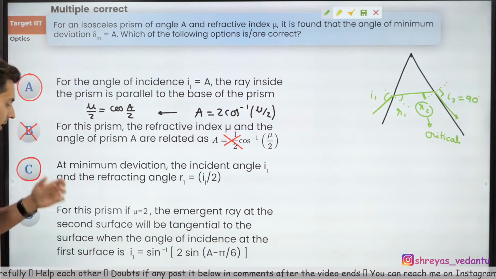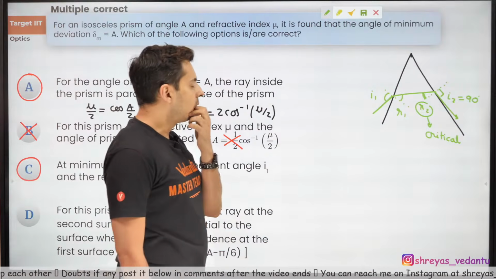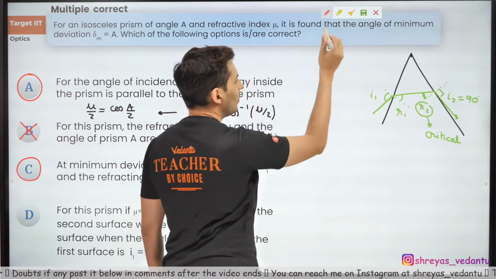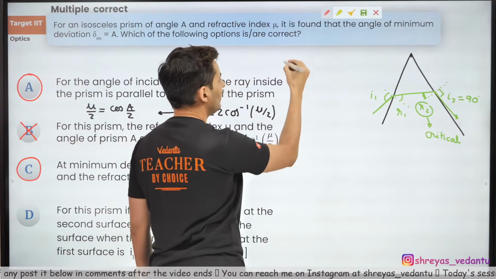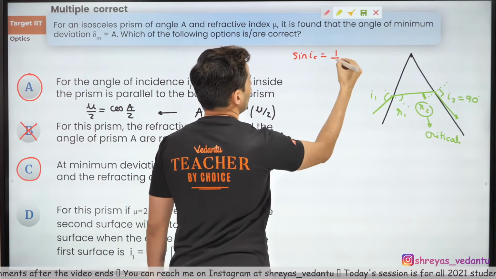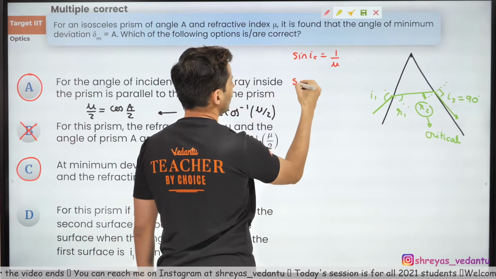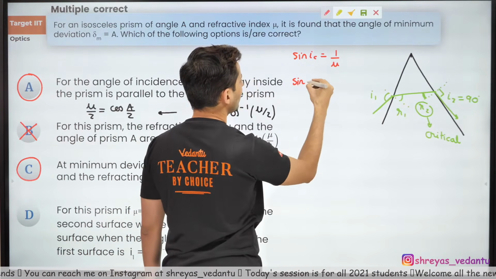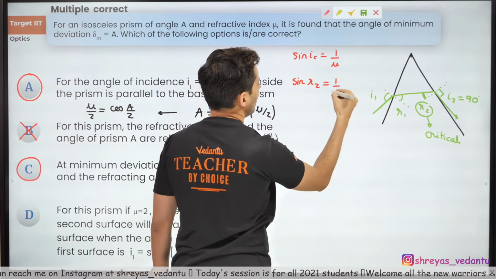Now, in order to get this, what do we do? Okay, so first of all, what is the formula for critical angle? The formula for critical angle, recollect, sine of critical angle is 1 by refractive index. So here the critical angle is R2. So sine R2 is 1 by mu.